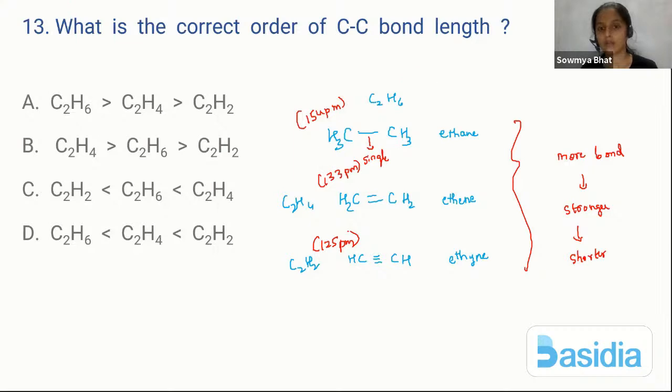So the one with the shortest bond length would be C2H2. C2H2 has the shortest bond length and C2H6 has the highest bond length. So the correct order is: C2H6 has the highest bond length, then comes C2H4, and then comes C2H2. This has the shortest bond length. So the correct answer would be option A.